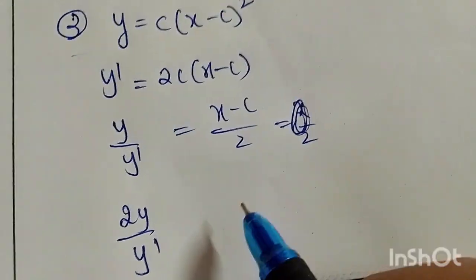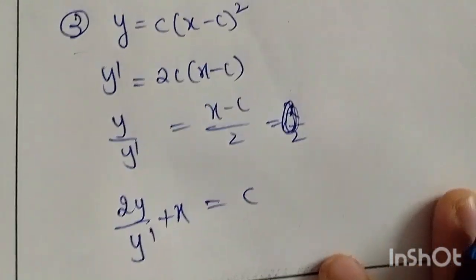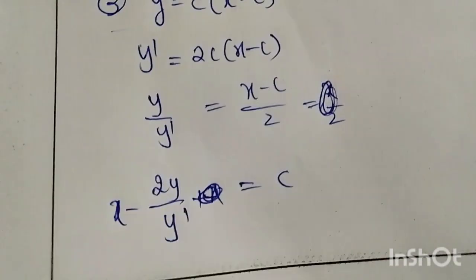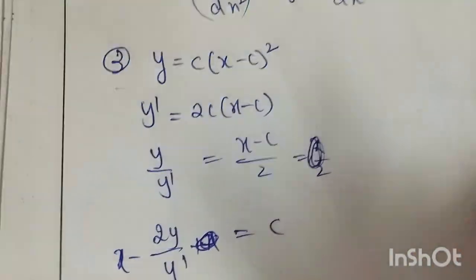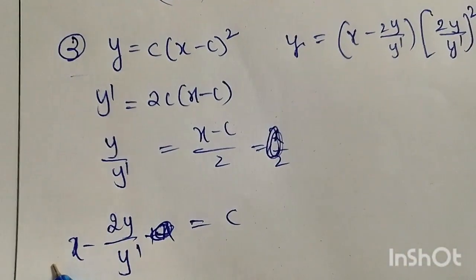So c is equal to, okay, so I got my c value. Sorry, c will be (x minus 2y) by y dash. Now I'll put the c value, I'll get the equation. See, x minus, so this got cancelled, minus became plus, so this is how I am left.